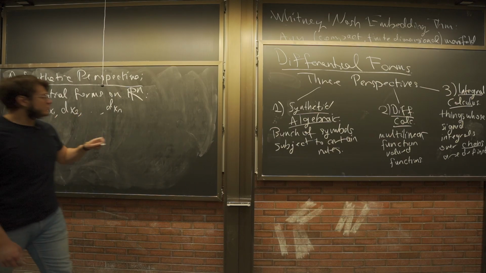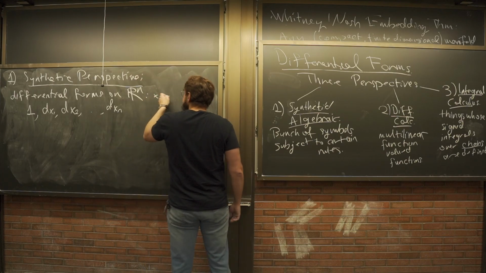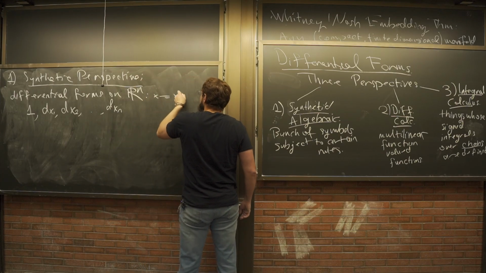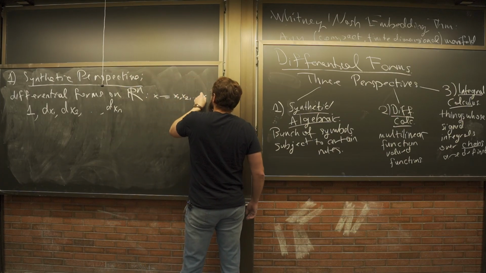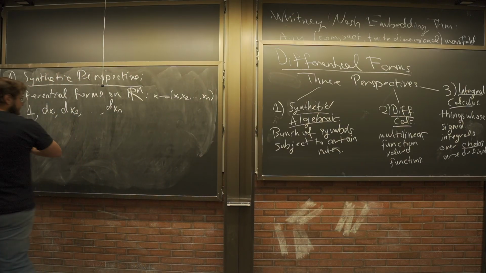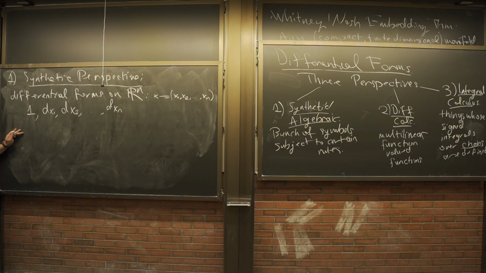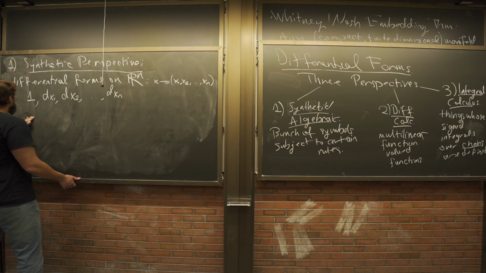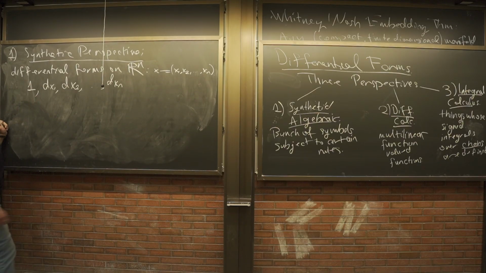And of course, I'm thinking of a point in Rn to be x1, x2, whatever. These are all differential forms. Any linear combination of them is also a differential form. And in fact, let me say first, any scalar function multiple of them is a differential form. Okay?